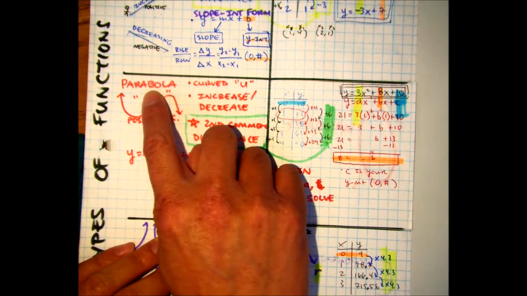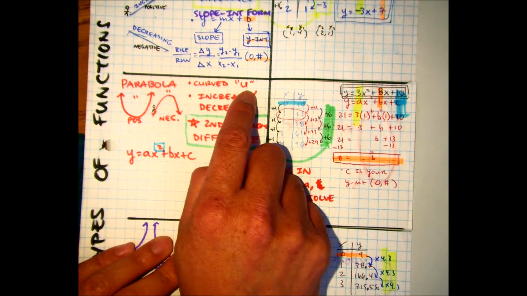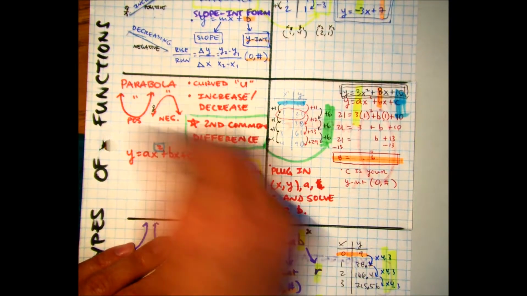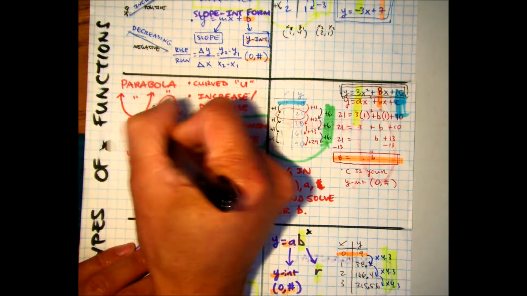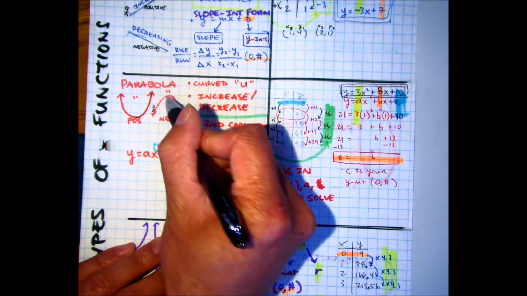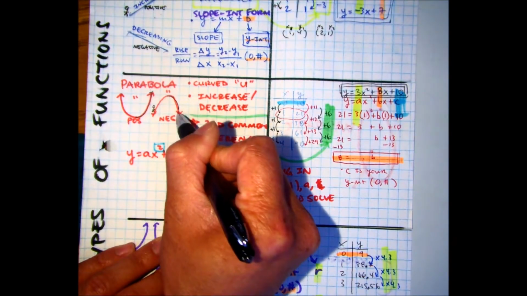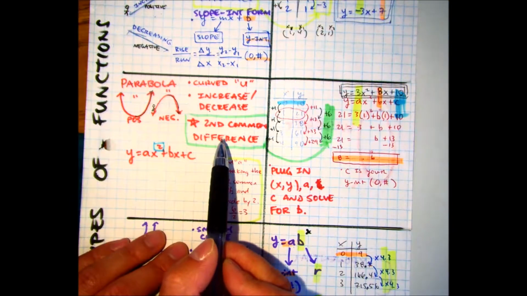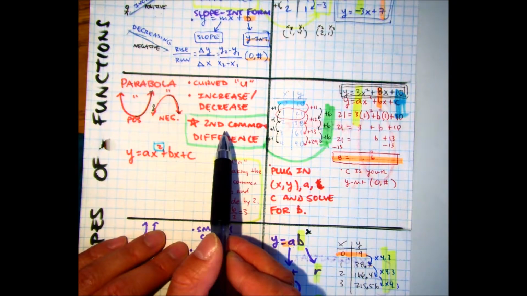How do you recognize parabolas visually? Well, they are a curved U. They increase and decrease, so this would be an example of increasing from here to here. Decreasing just means going down, think of it as a roller coaster. You can identify it by the second common difference, and I'll show you an example.